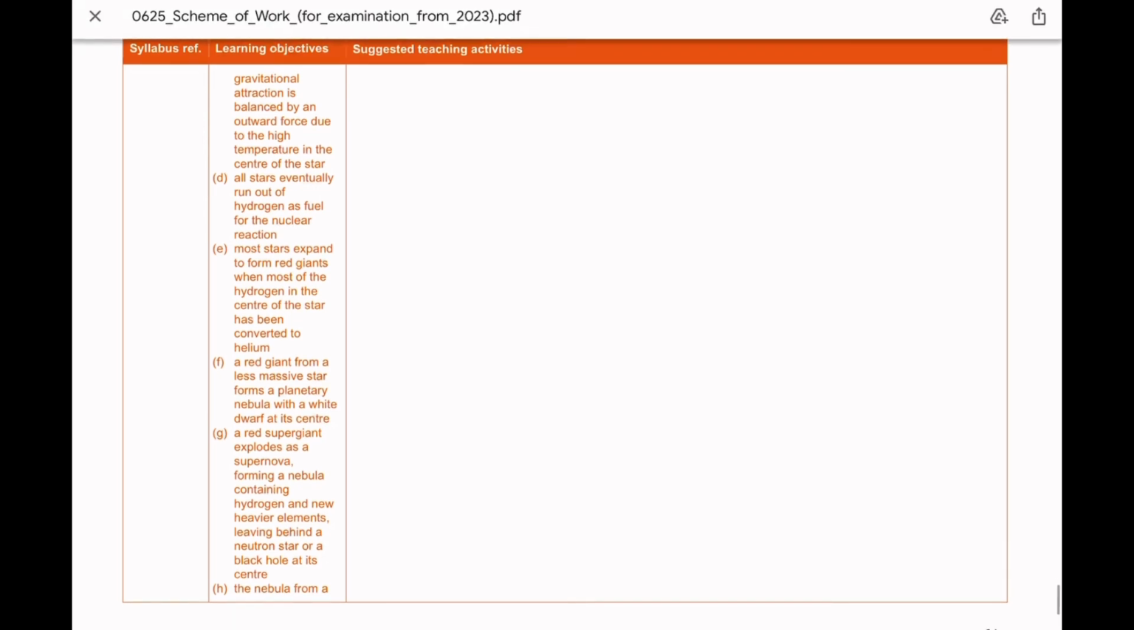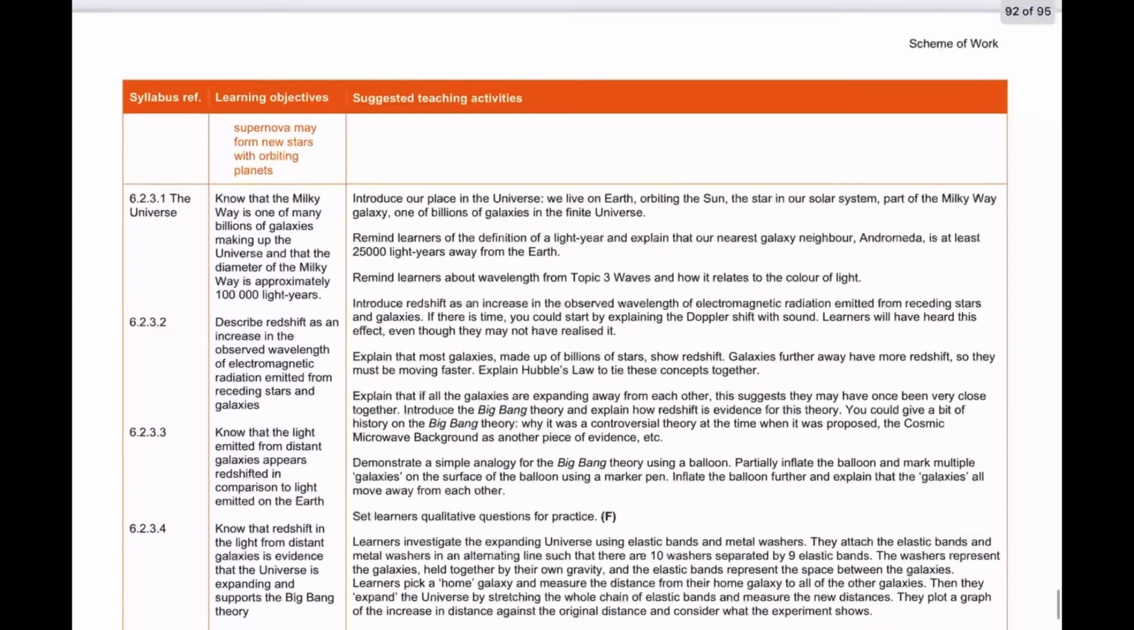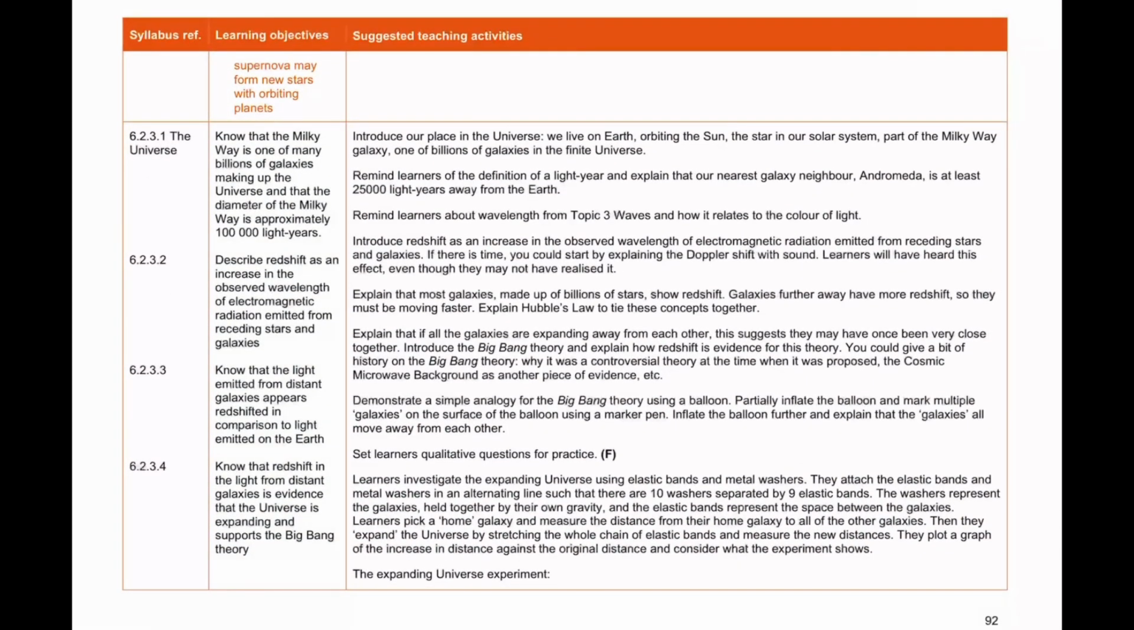D. All stars eventually run out of hydrogen as fuel for the nuclear reaction. E. Most stars expand to form red giants when most of the hydrogen in the center of the star has been converted to helium. F. A red giant from a less massive star forms a planetary nebula with a white dwarf at its center. G. A red supergiant explodes as a supernova, forming a nebula containing hydrogen and new heavier elements, leaving behind a neutron star or a black hole at its center. H. The nebula from a supernova may form new stars with orbiting planets.